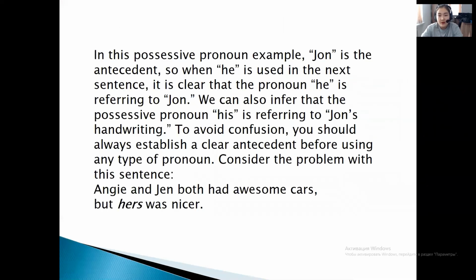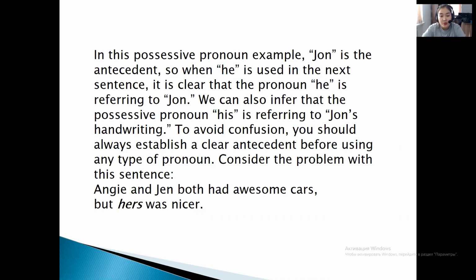In this possessive pronoun example, John is the antecedent, so when he is used in the next sentence, it is clear that the pronoun he is referring to John. We can also infer that the possessive pronoun his is referring to John's handwriting. To avoid confusion, you should always establish a clear antecedent before using any type of pronoun.